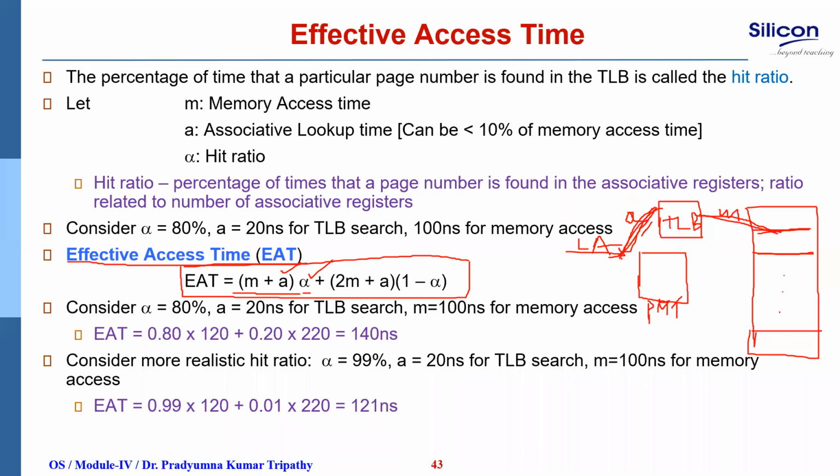For those not found, first it searches with this A, it is not found, it will come to this PMT and then it will go to the memory for accessing. So A plus M is there, and this is also added. Can you tell me what is the amount for accessing this PMT? Anyone who can say what is the time for accessing the PMT? Anyone who can say?